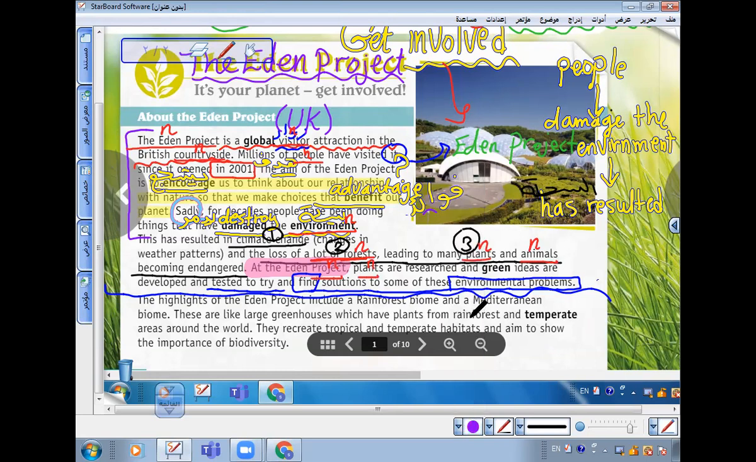Okay. Adjective. British. Adjective. Number like what? Millions. Adjective. Global. No. Green. Green. Adjective. Bravo. Millions. We say that. Endangered. مهدد بالانقراض. صح؟ Adjective. Okay. Who can find out an example about verb?